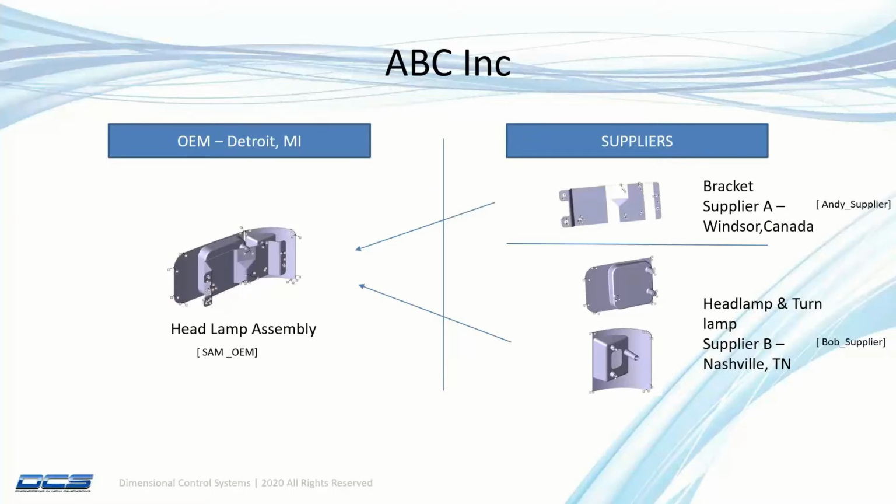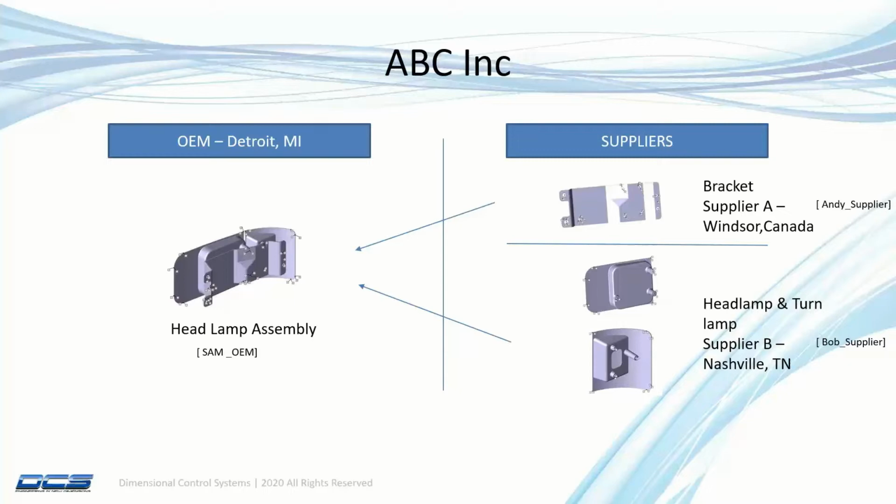So we created an example use case here, with the OEM being in Detroit, who makes the headlamp assembly, which has a headlamp, a turn lamp, and a bracket, and they assemble that. The three components are coming from two suppliers. Supplier A, from Windsor, Canada, is making the brackets, and supplier B is making the headlamp and the turn lamp.